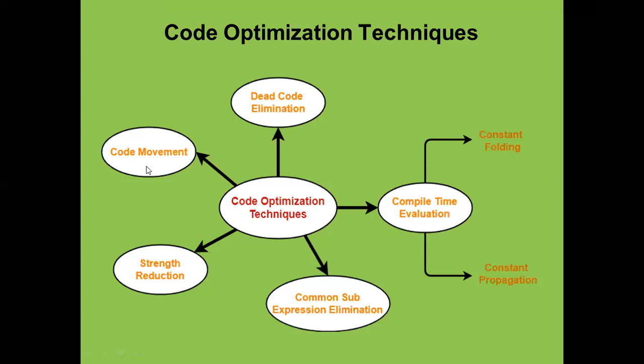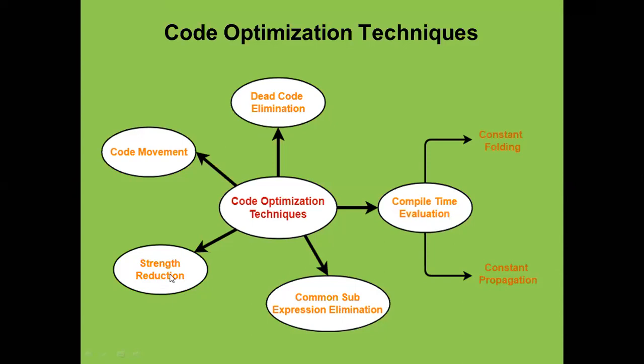Again, you can see code movement. Here we are assigning a new variable and just moving it here and there, and again assigning new variables here. So we avoid this activity, code movement. Also we avoid dead code, and again we avoid common subexpressions.